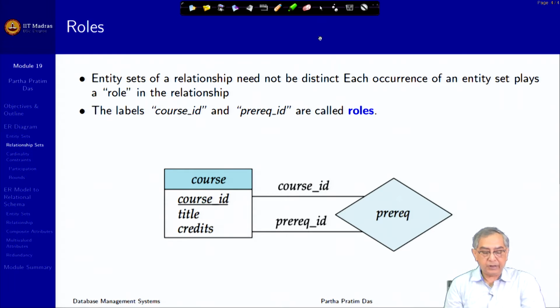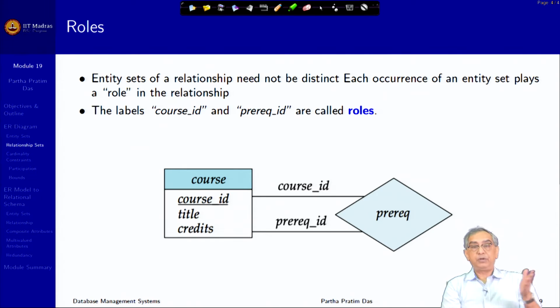Be careful about the notation. Then the roles: entity sets in the relationship may not be distinct. An entity set may have a relationship with itself. For example, course ID and prerequisite we have seen. Every prerequisite is itself a course ID, right. So, prerequisite is a relationship between course and course, where naturally how do you distinguish them?